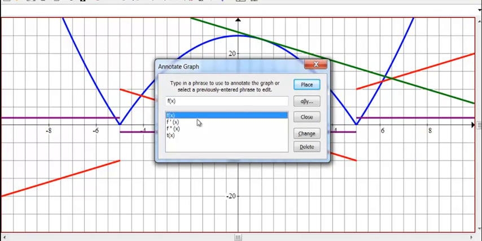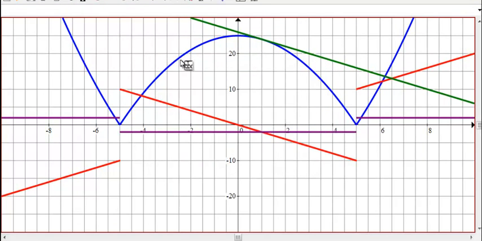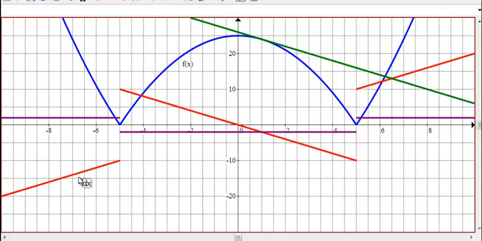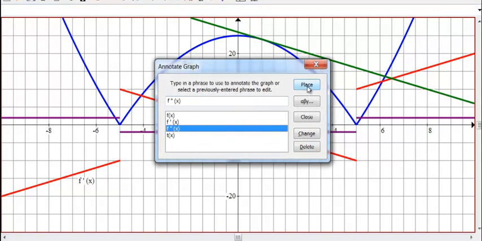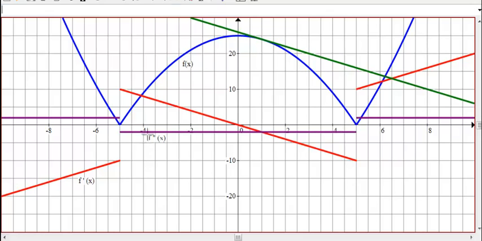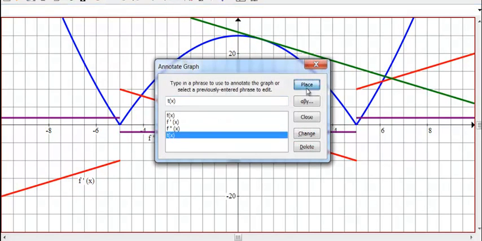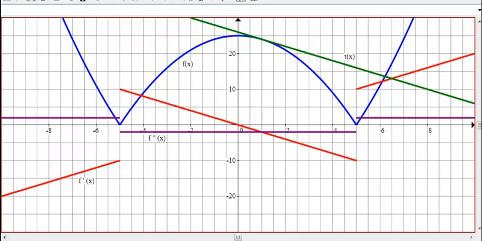So we'll place f of x on that one, that's the blue one. And f prime of x we can put on the red one here. And f double prime we'll say is this purple one here. And the t of x is the tangent line, which is this green one here.